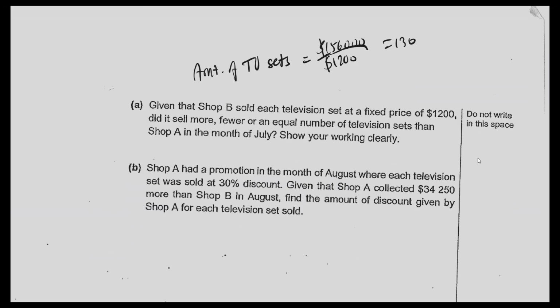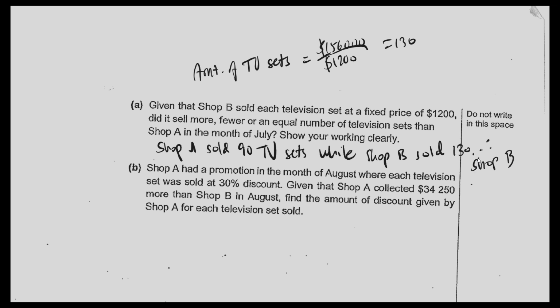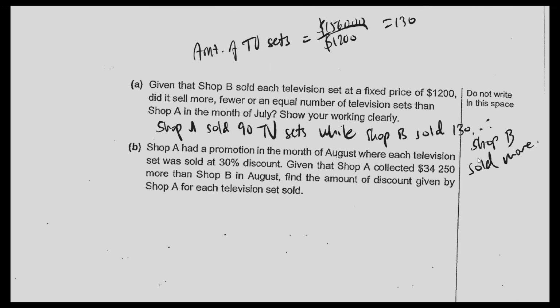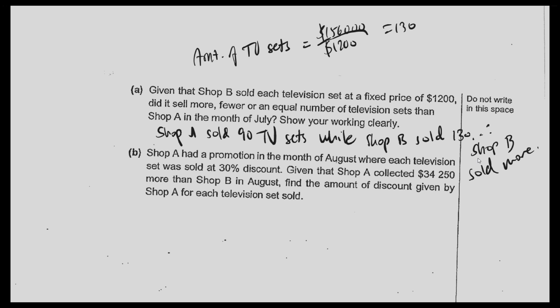So shop A sold 90, while shop B sold 130. Hence, shop B sold more. Let's see the next sub question. Shop A had a promotion in August where each television set was sold at a 30% discount. Given that shop A collected this amount more than B in August, find the amount of discount given by shop A for each TV sold.